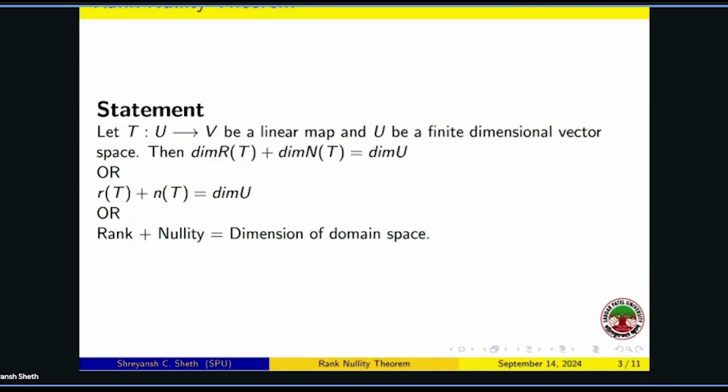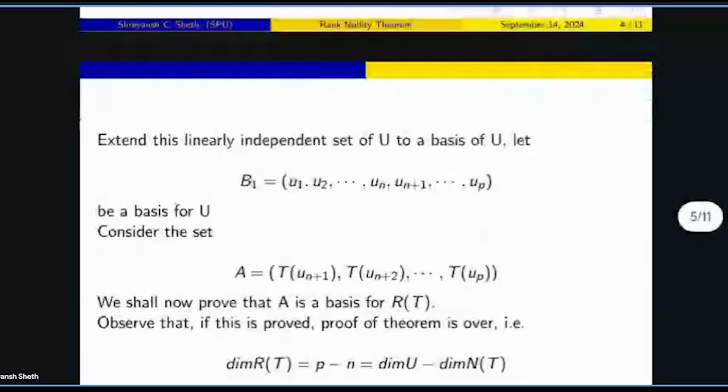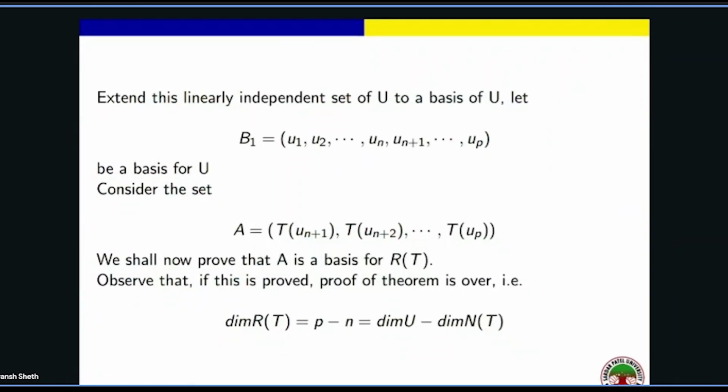So we will get dimension of U minus dimension of kernel T. So if we prove that way, that is also equivalent to prove the theorem, right? So what I need to show is that this set A is a basis for the range space of T.